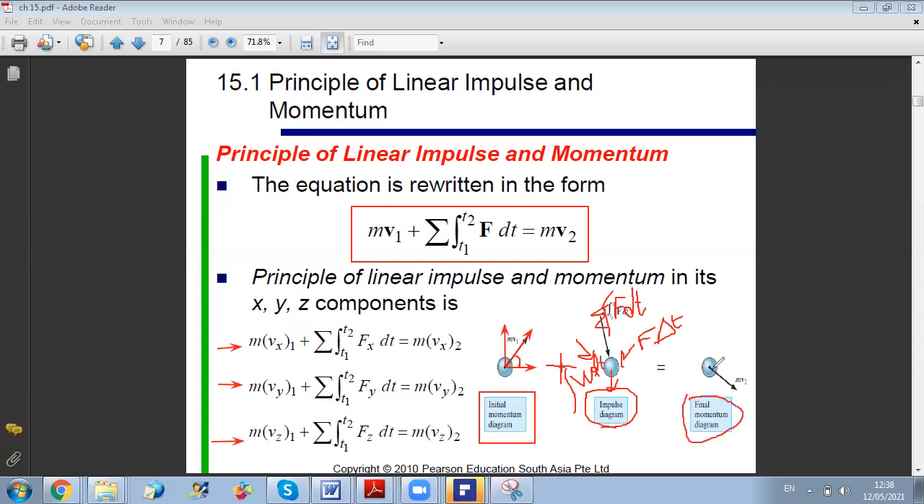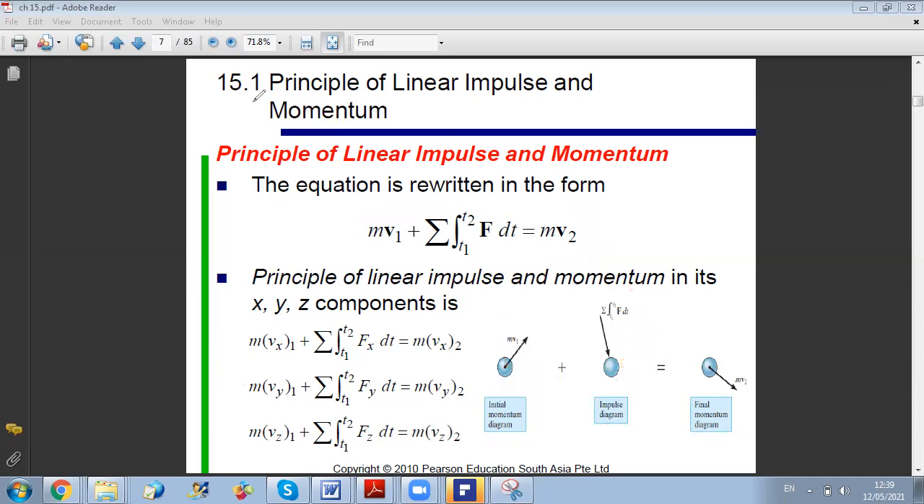So in general, at the final state, the velocity is unknown. So for example, you can use the principle of impulse and momentum to get the final velocity. Or the question can be, if you know the final and initial velocity, you can calculate the impulses acting on the particle. Okay? Any question until here? Okay.